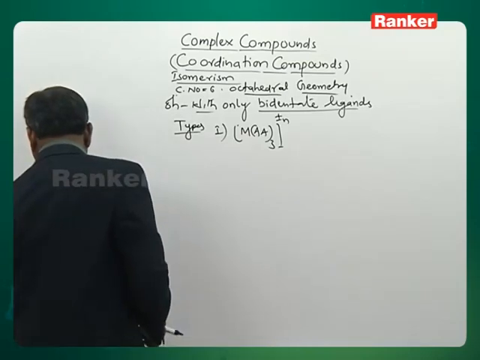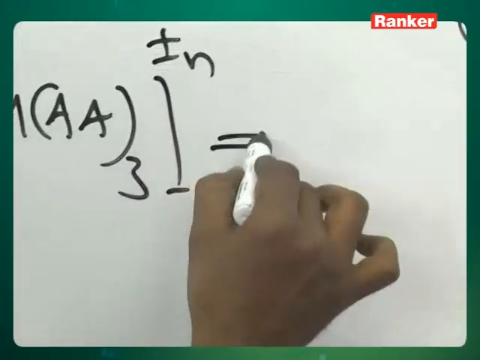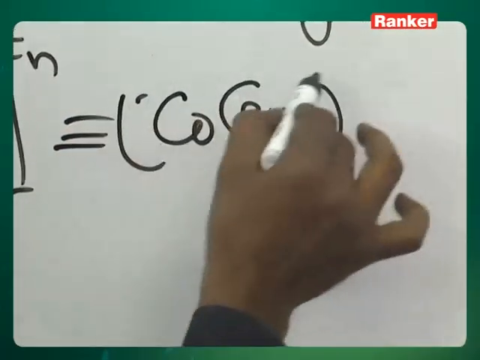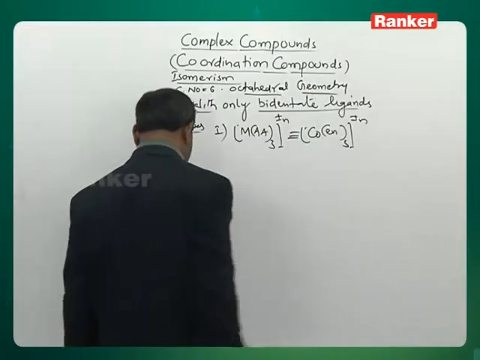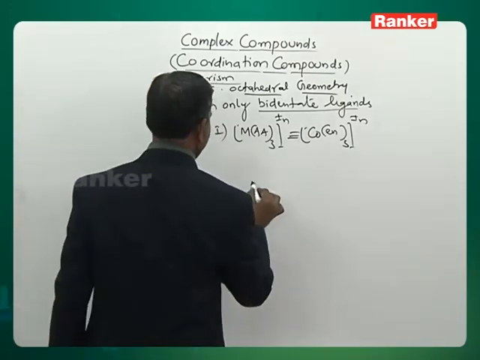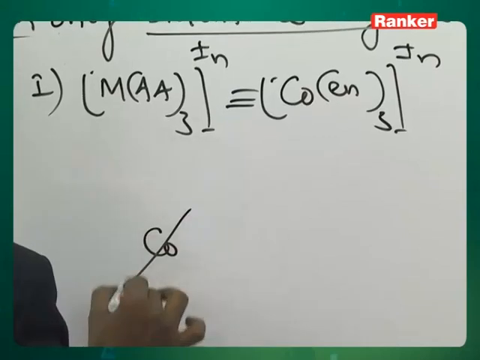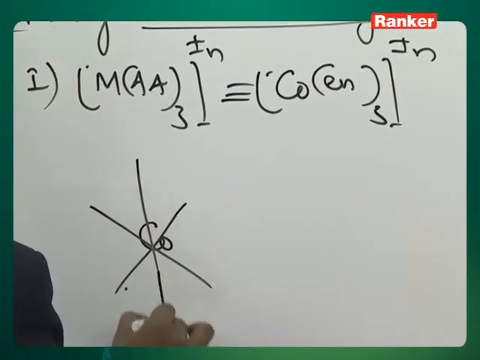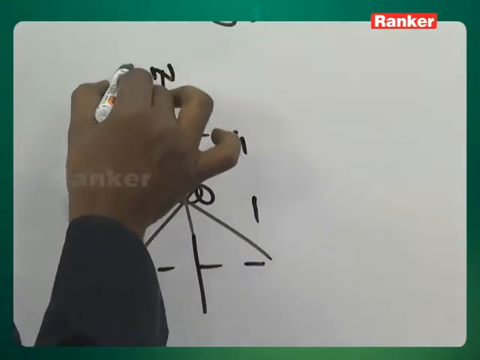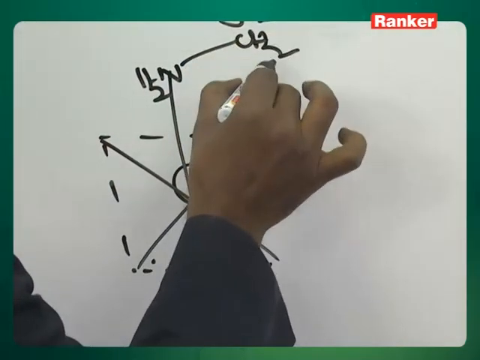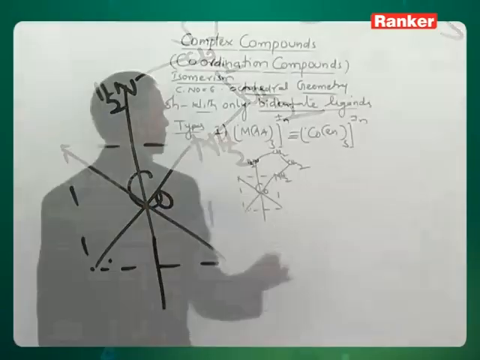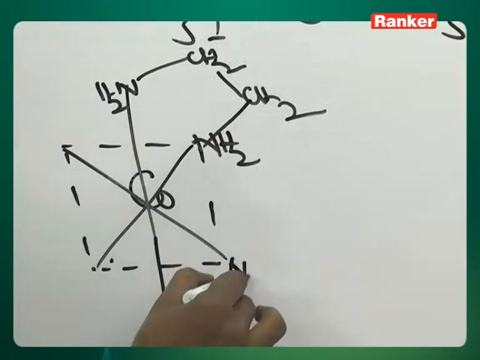Next, M(AA) taken thrice. Let us see what is the real example on this. Now you take Co(en) taken thrice, you take plus or minus. Let us write this particular model. How it is optically active. Octahedral. CH2, CH2, NH2. Similarly, one more.